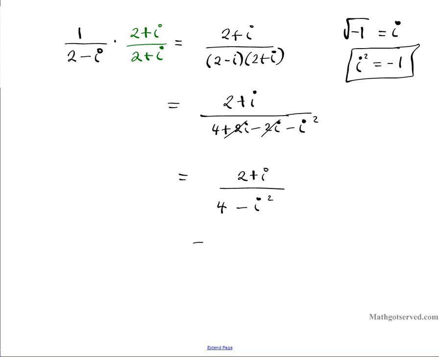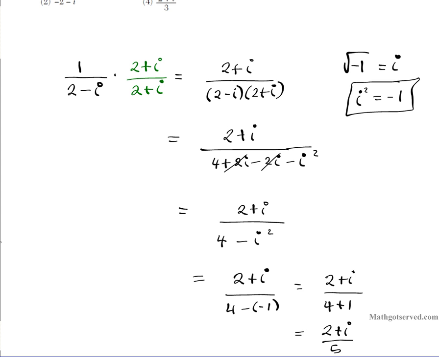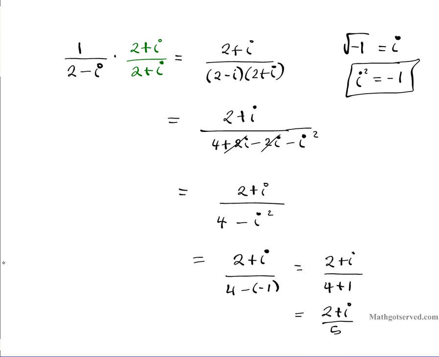So this becomes 2 plus i over 4 minus negative 1. And then you have 2 plus i over 5. I'm sorry, 4 plus 1, which is still 5. I skipped a step. And then which is 2 plus i over 5. Okay? So your answer is 3. Option 3 is your answer.